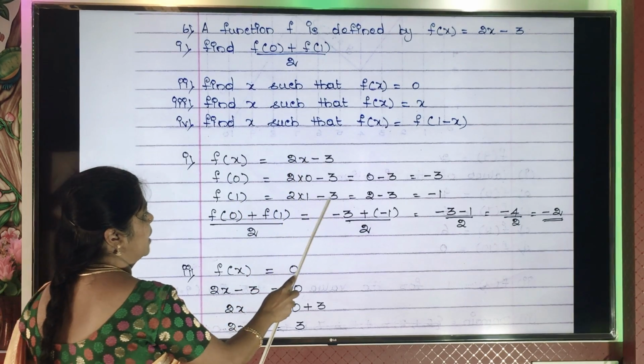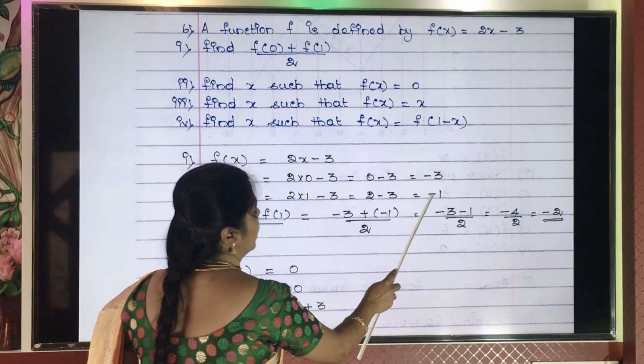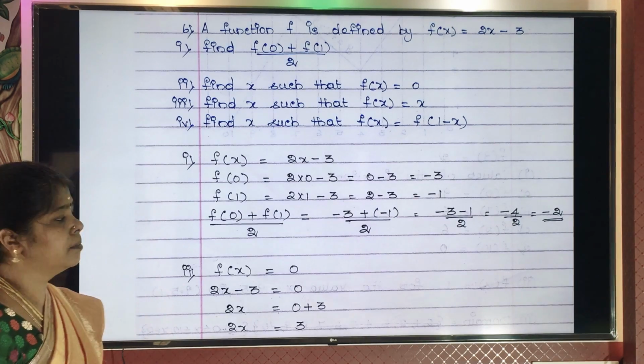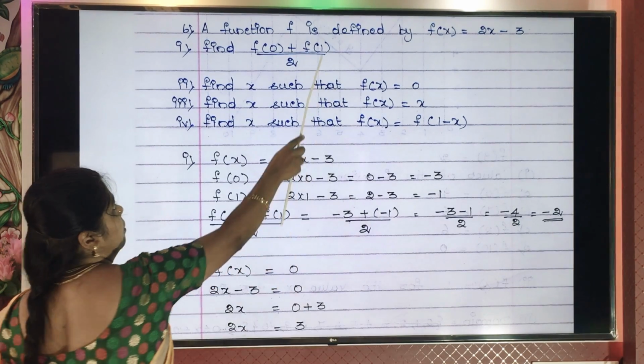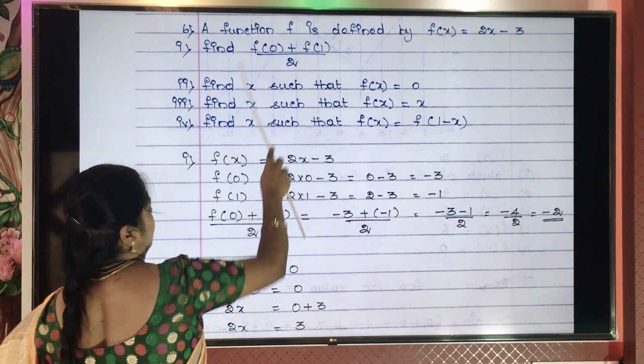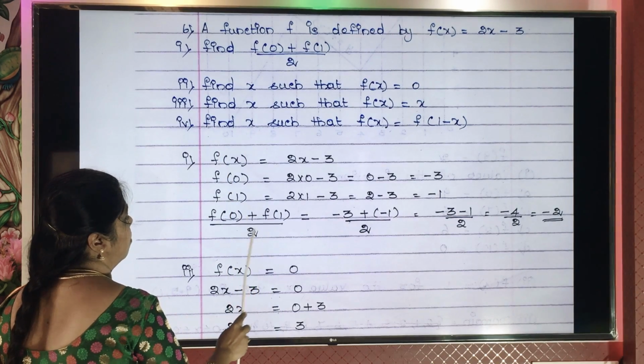2 into 1 minus 3. 2 minus 3. The answer will be minus 1. Now we need to substitute it here. f of 0 plus f of 1 by 2.